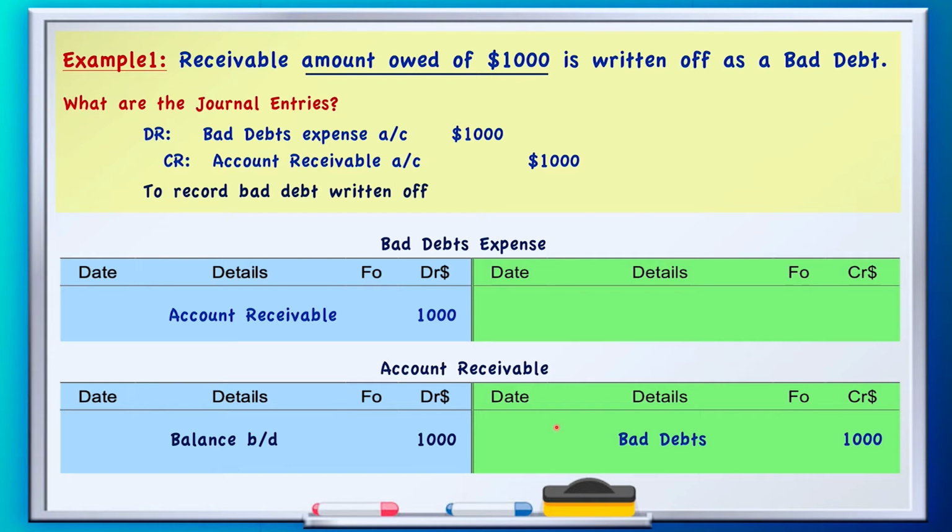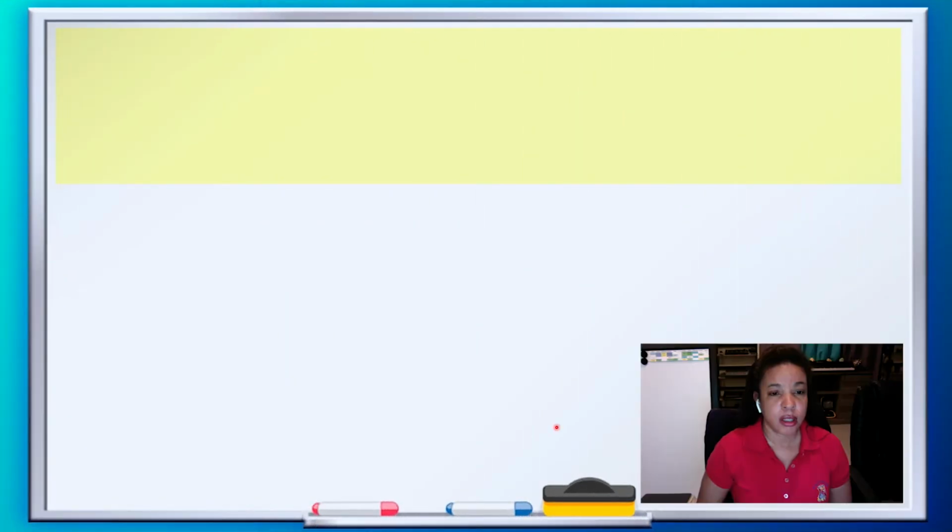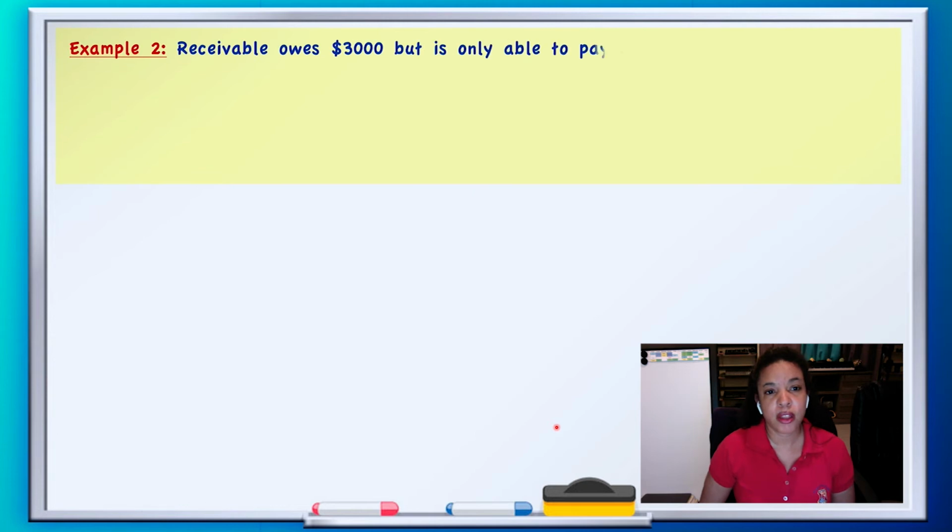So you will take this down in your notebooks, and we're going to do another example. For example 2, the receivable owes $3,000. One time, you know that is your balance, right? Remember, that is your balance brought down. How much he owes? $3,000.